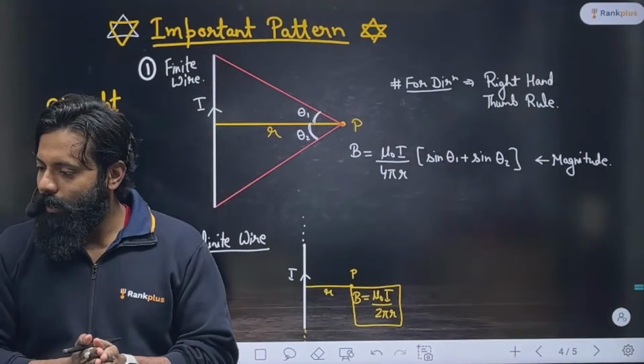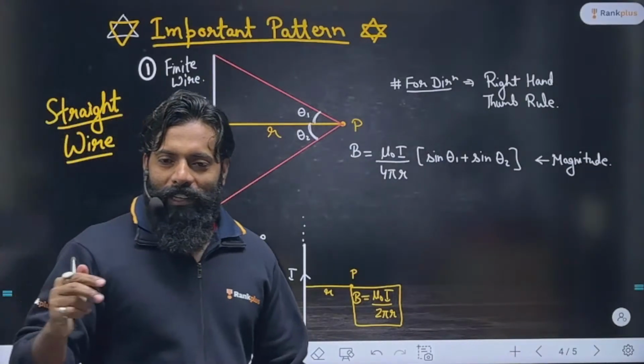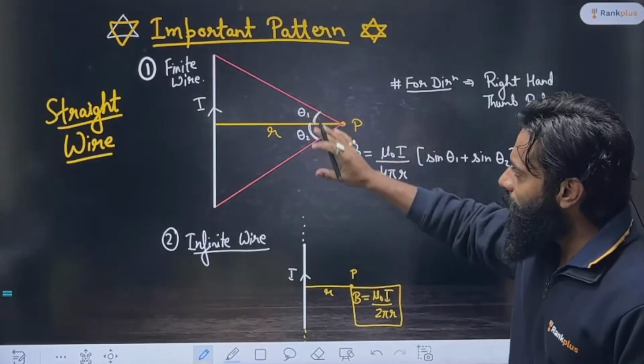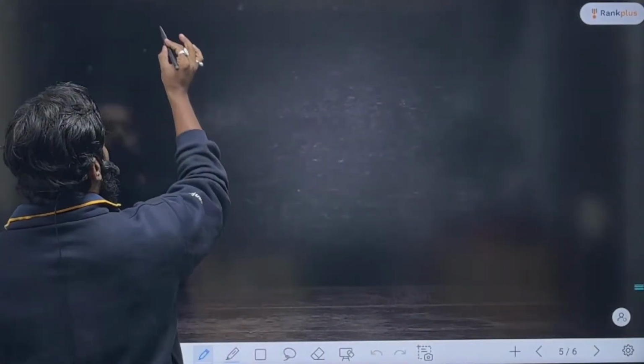Theta is 90 degree, correct. Okay, for an infinite wire, theta is 90 degree. So this is an important pattern, and let's move towards the third.